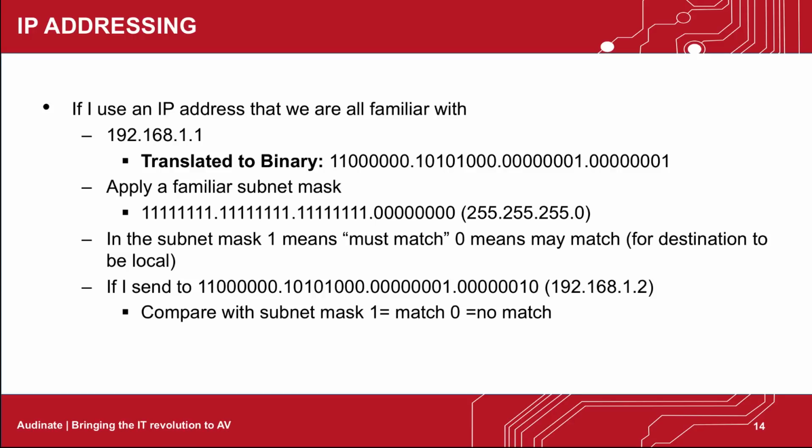Let's send this to a destination now, 192.168.1.2. If we compare the binary of the source and the destination and apply the subnet mask, we can see the binary parts match all the way down to the last 8 digits. This means we are in the same local network. Through this, we know that our transmitting devices can ARP for that destination and can acquire the MAC address for the device because we are in the same broadcast domain or IP subnet.